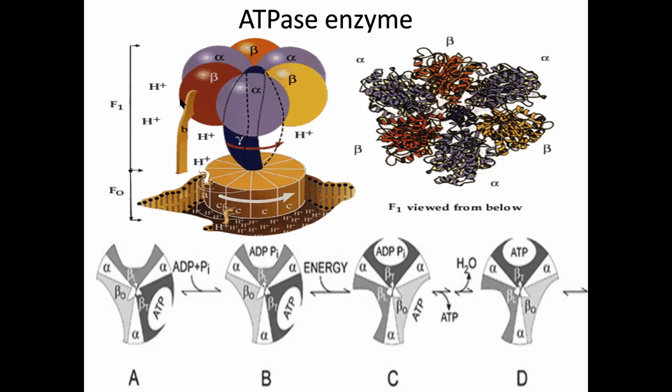The beta subunits are responsible for the binding of ADP and inorganic phosphate, formation of ATP, that is interconversion it is called, and release of ATP. The alpha subunits probably keep the beta subunits properly folded throughout the function. The protons move through the FO portion, and as 3 to 4 protons move across the C subunit of FO, 1 ATP is released.